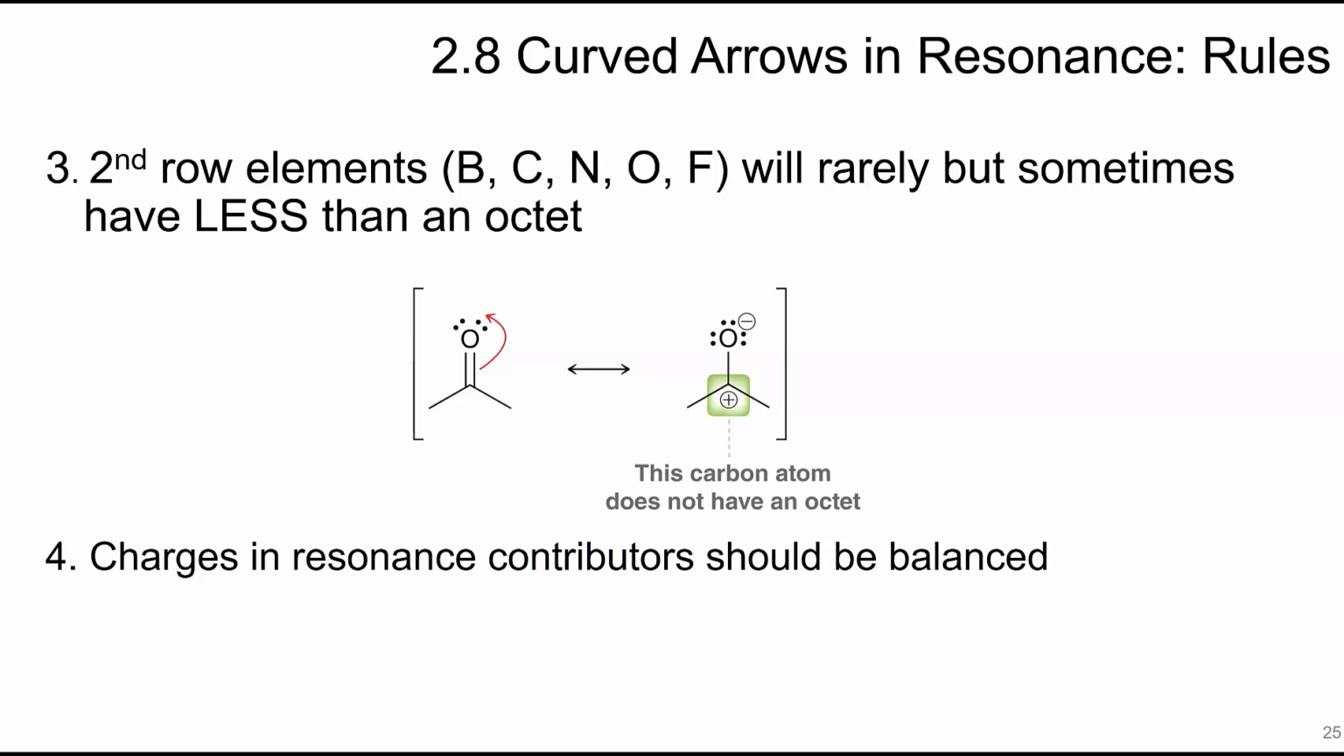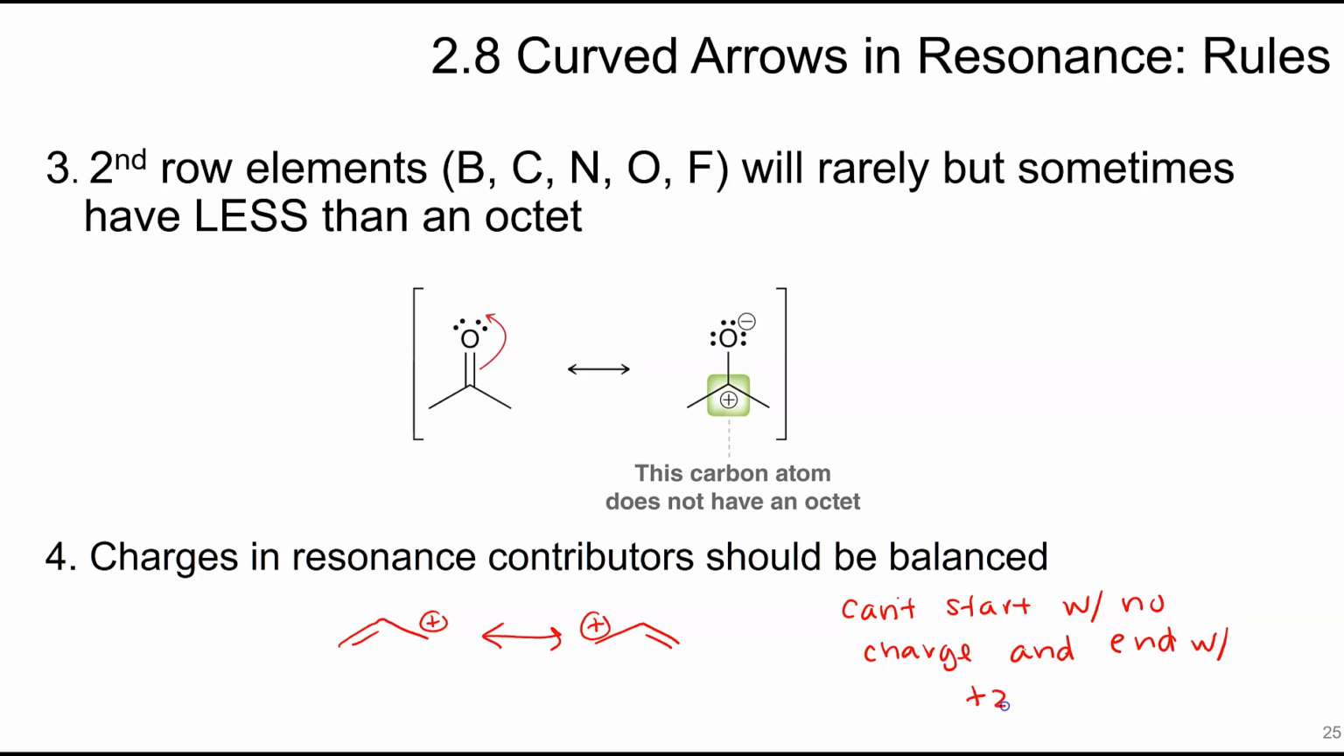Charges in resonance contributors should be balanced. So if you started with, I'll use this example again here. This is the resonance structure. Notice that the positive charge, or the charge was positive here before, and the charge is still positive. So the charges should be balanced. So you can't start with no charge and end with a +2, etc.